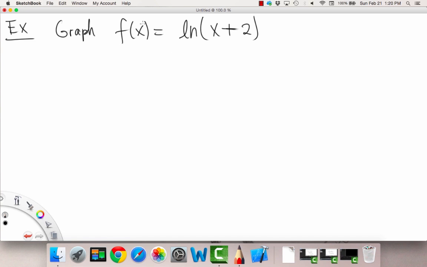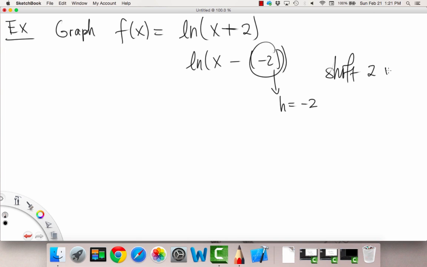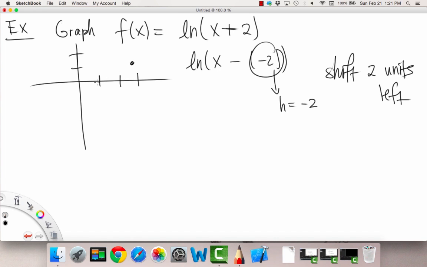Alrighty, so for this example, we're going to graph this function, ln of x plus 2. So inside here, we can rewrite this as x minus negative 2. So this negative 2 is our h, right? So h equals negative 2, that means we're going to be shifting 2 units left, shifting the whole entire graph. So we have a horizontal shifting going on. So let's write our original graph. ln of x is just the following. Let me just graph the points here.